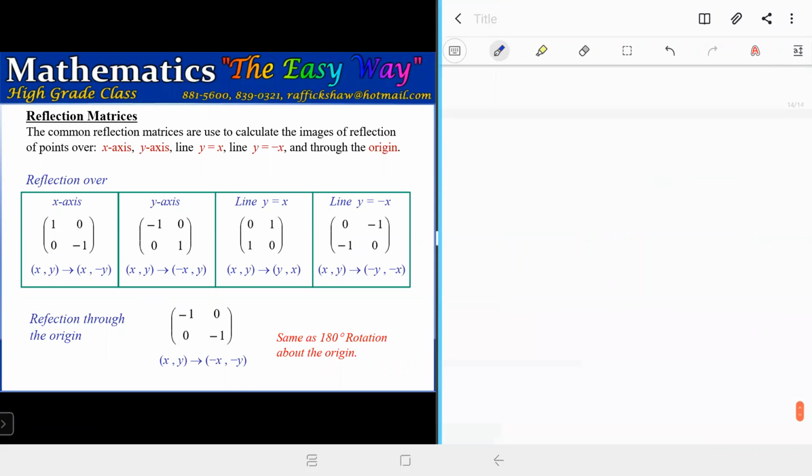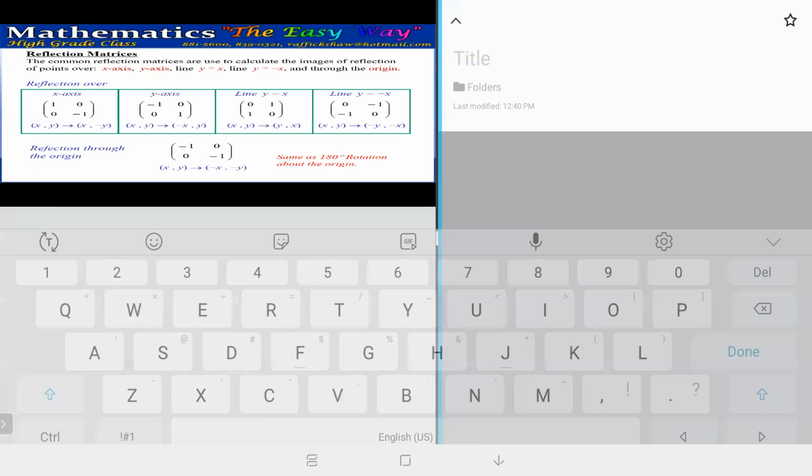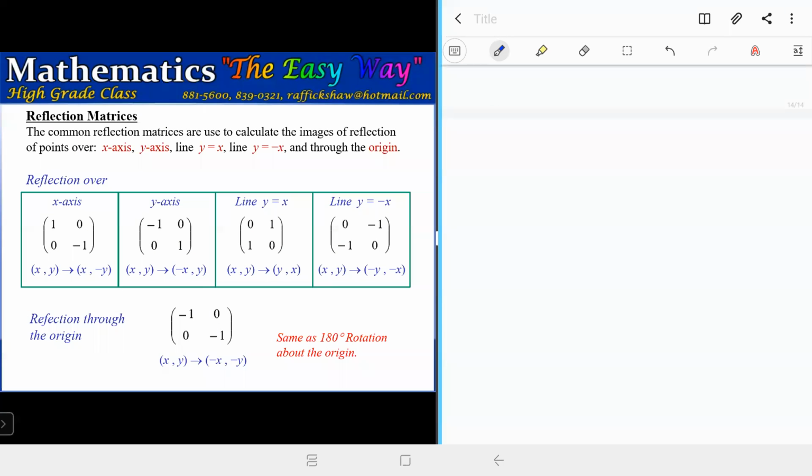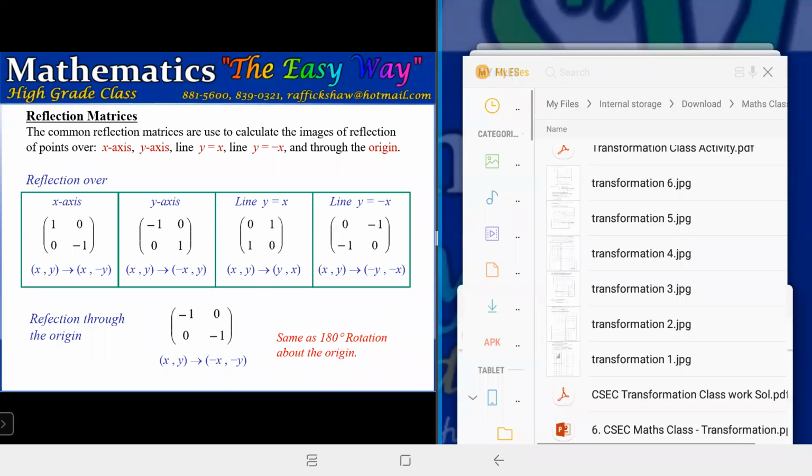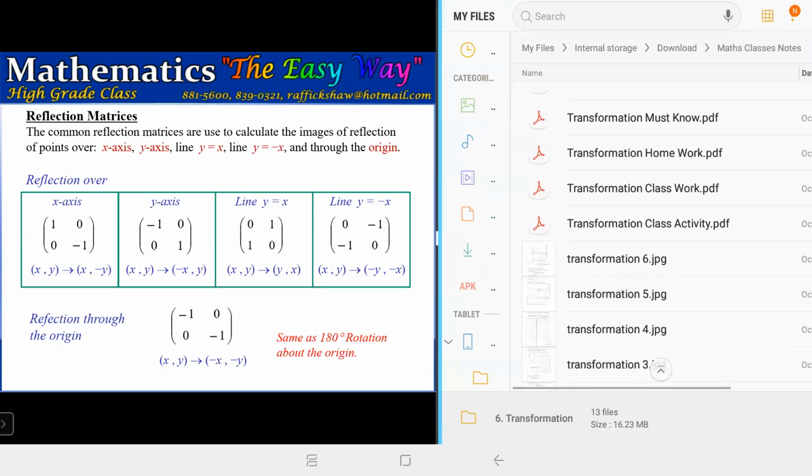But before I write them out for you, let me give you an example of why you need to know them, so you don't think that I'm just telling you to know them for no reason. Let me show you why you need to know them. I'm going to show you two past paper questions so you can see for yourself.